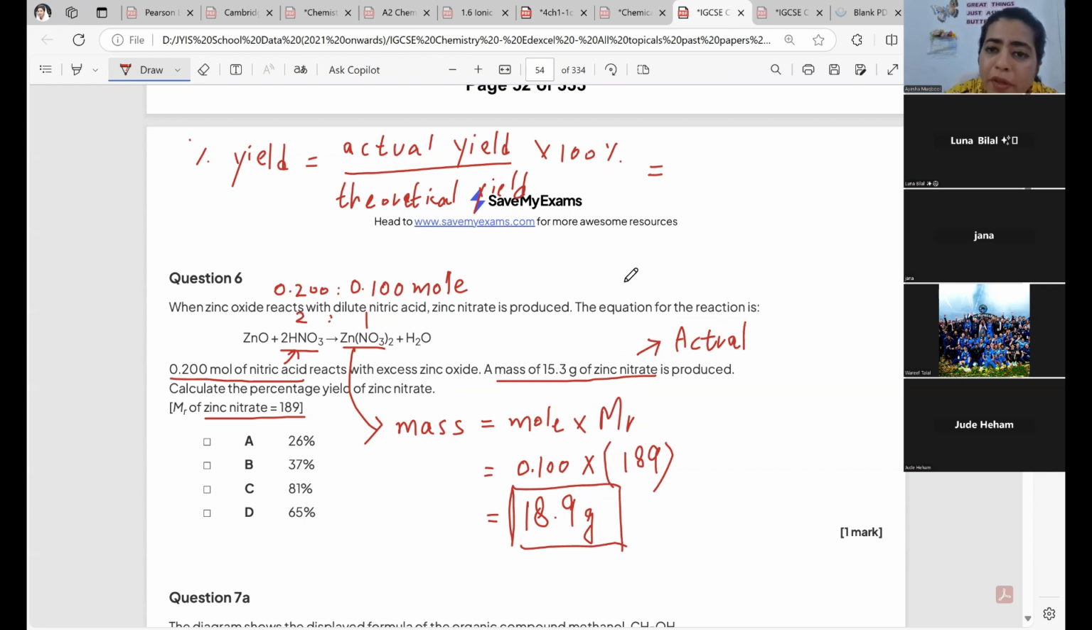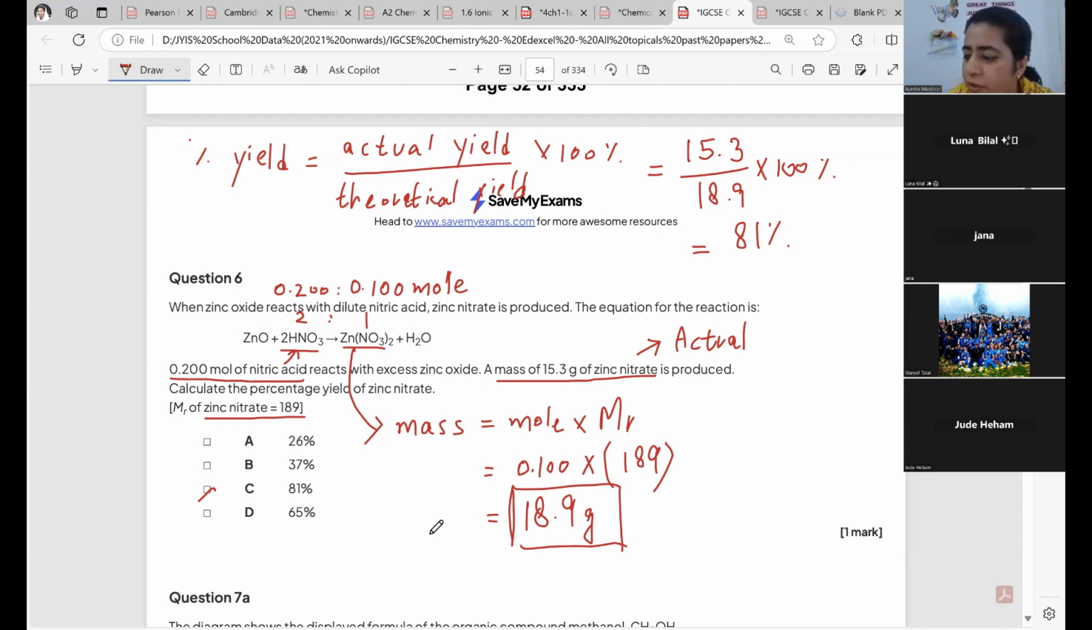So it will be 15.3 over 18.9 times 100. Find the final answer. 80.95. 80.95, that is very close to 81%. So it is somehow a good reaction giving us 81% product.